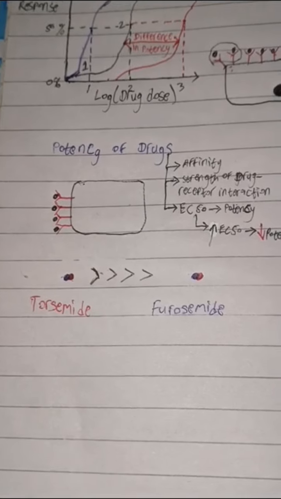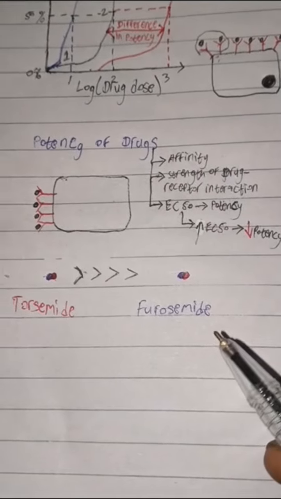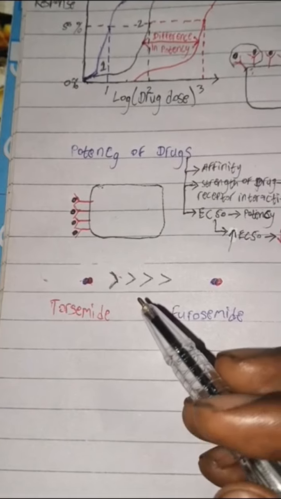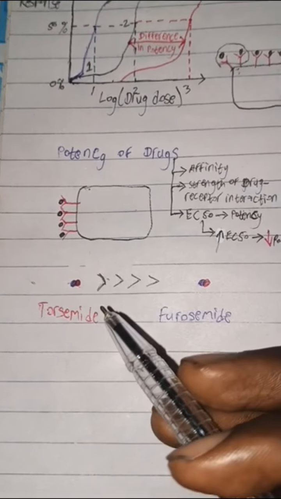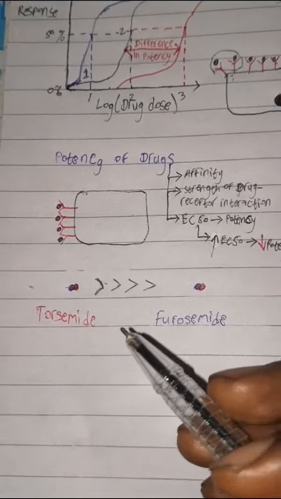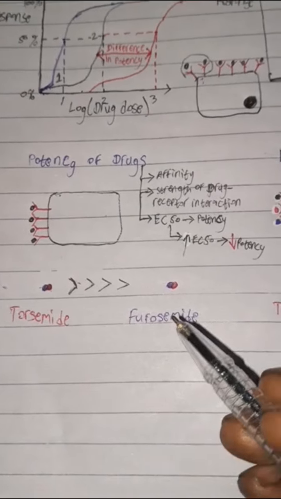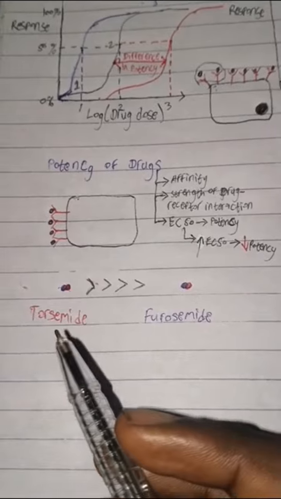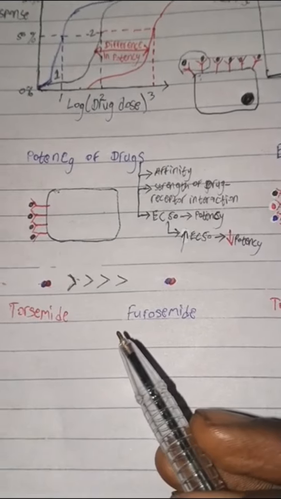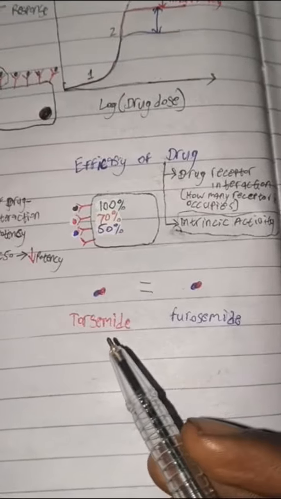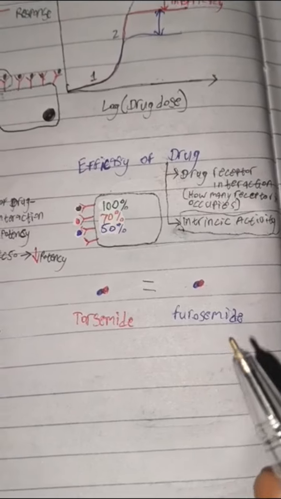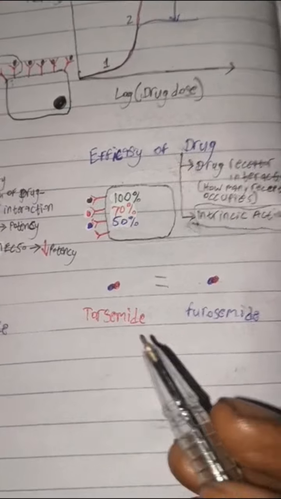Now let's say a real world example. Torsemide versus furosemide. Torsemide has a higher potency than furosemide. It binds to receptors much more easily than furosemide. Both of them are loop diuretics, but this one has a higher potency than furosemide. But both of them have the same efficacy. Both of them will get to 100% maximal effect, despite the difference in potency.